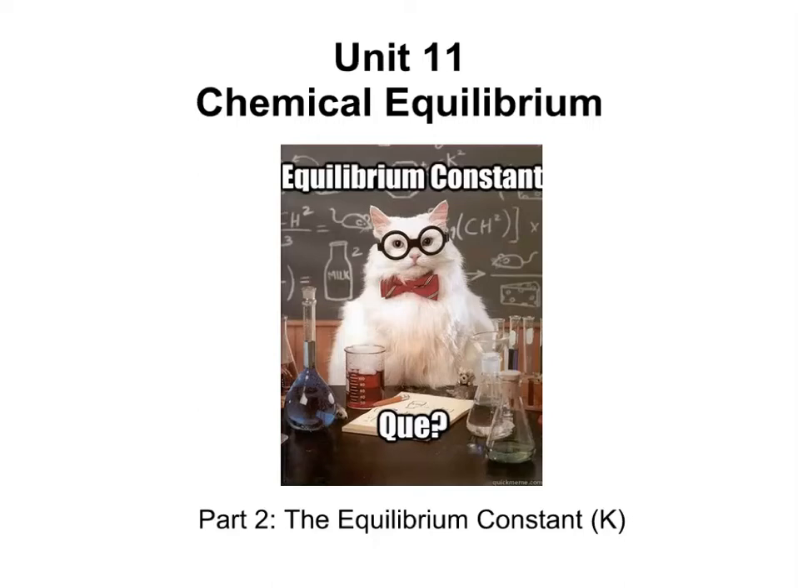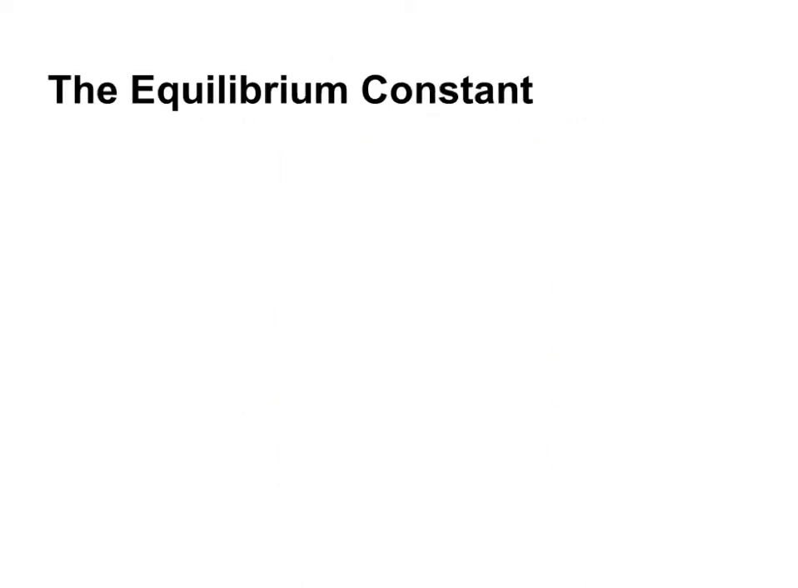Part 2 of Unit 11 is about the equilibrium constant, abbreviated K. Alright, let's derive the equilibrium constant here. We're going to look back at the equation from video 11.1, the balanced equation.